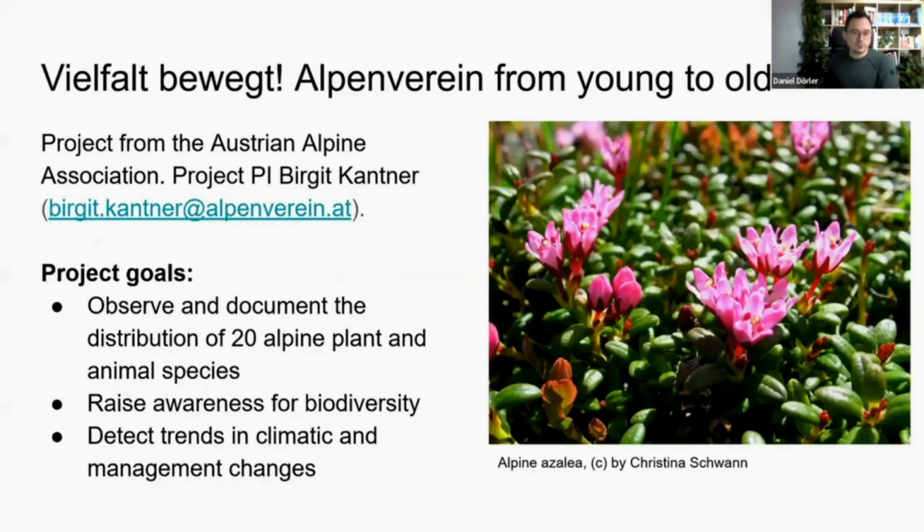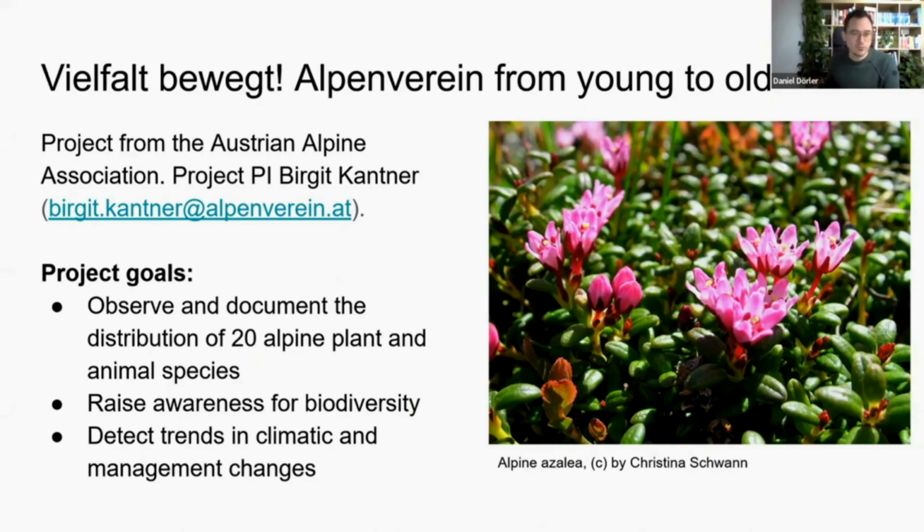And the first is Vielfalt bewegt, Alpenverein from young to old, which would probably translate into English as biodiversity moves you. It's a project from the Austrian Alpine Association, so the Österreichische Alpenverein, which has, I think, roughly 300,000 members. So it's quite a huge association in Austria, and the project PI Birgit Kantner has agreed that you can contact her if you have any questions on the project. So you can use this email address here.